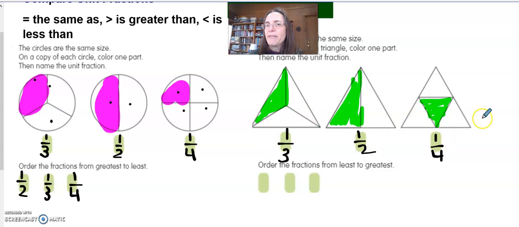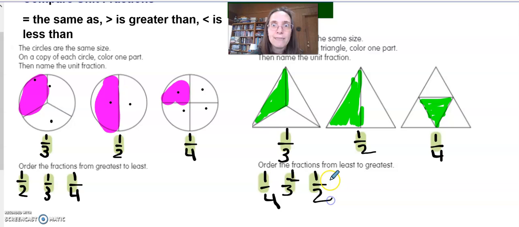So which of these would be least? Well, the more people I have to share it with, the smaller the pieces. So 1/4 is least. If I have to share it with both my sisters, 1/3 would be next. Oh no, it's getting kind of messy down here. And that would leave 1/2 because there are only 2 people splitting it. It has the greatest pieces.